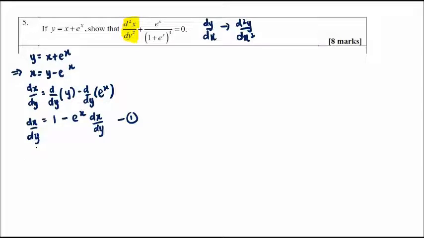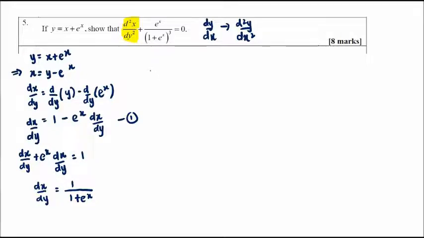Okay, kalau kita rearrange ni, kalau kita nak dapatkan dx dy, kita rearrange lah. Right, so if we rearrange this, we will get dx dy plus with exponent x dx dy, that is equals to 1. Okay, so if we factor out dx over dy, we will get 1 divided by 1 plus exponent x lah dekat sini. Okay, so this is our dx dy.